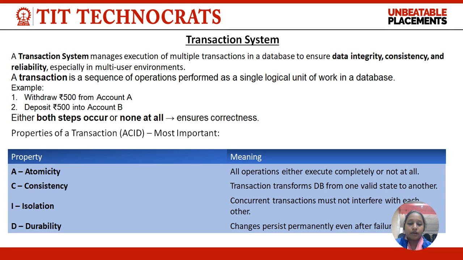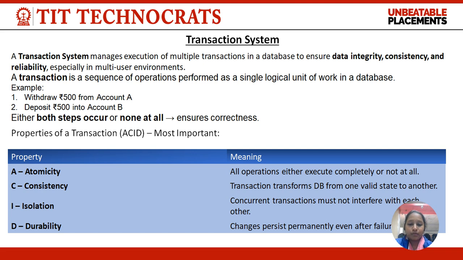For example, when we withdraw 500 rupees from account A and deposit 500 rupees into account B, either both operations must happen together or not at all. This all or nothing nature is what ensures correctness.